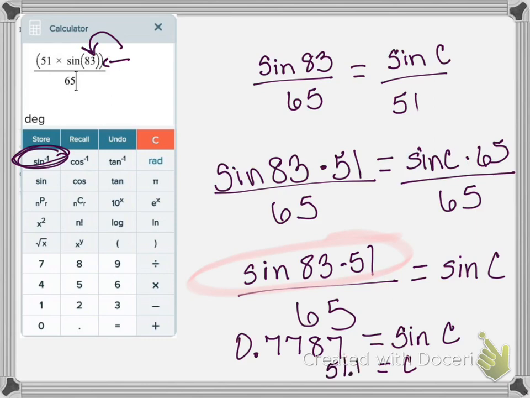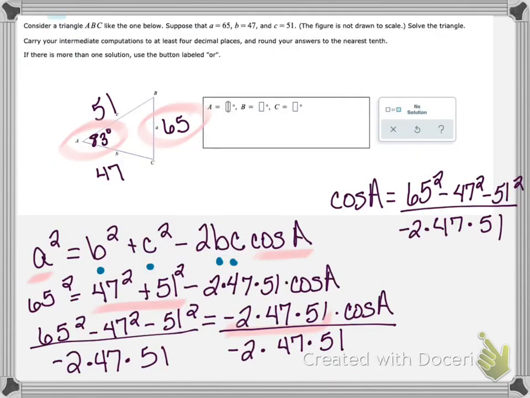Okay, and since I now have the angle measurement of two of my angles, I can use subtraction, and I can find that my last angle is 45.9 degrees. Okay, and so this is an example of how you use law of cosine first, and then you're able to use the law of sine, and then it helps you a little bit with your calculator keystrokes.